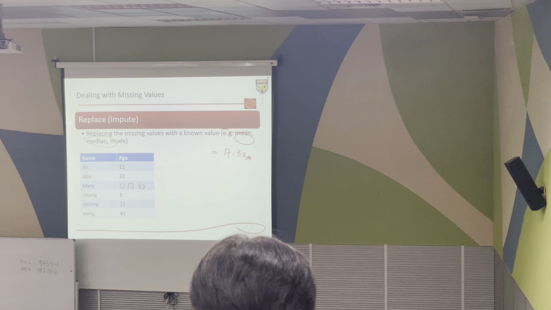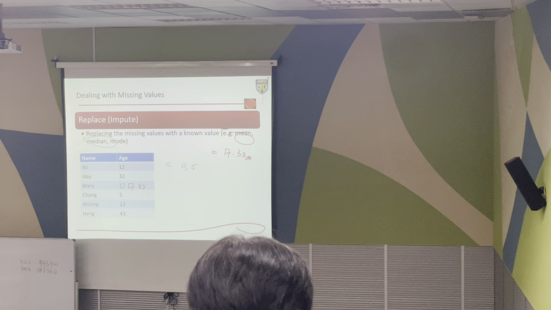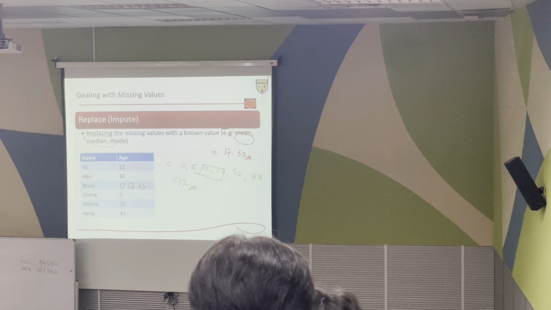Okay, let's say you want to replace the missing values by using the median. So what does the median mean? First you need to sort the values, isn't it? How to sort? 0, 5, 12, 12, 32 and 43. So the median value is 12.